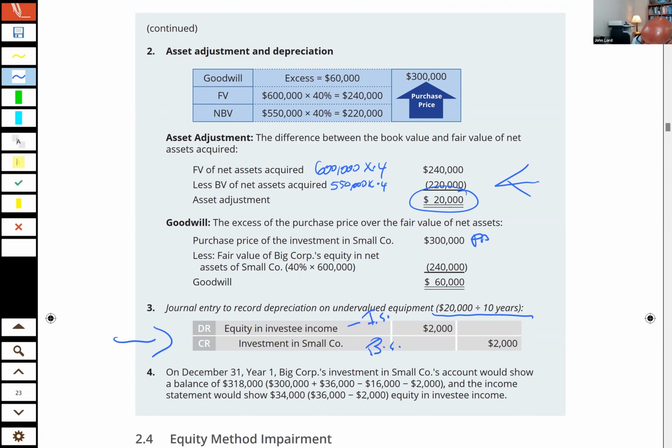I paid 300,000, and I got 40% of assets that had a fair value of 600,000, didn't I? So I got a fair value of 240. Well, what's the difference? The difference is goodwill. There's some cloud floating around this company that is so wonderful that I'm willing to pay more than the fair value of the assets. That's called goodwill.